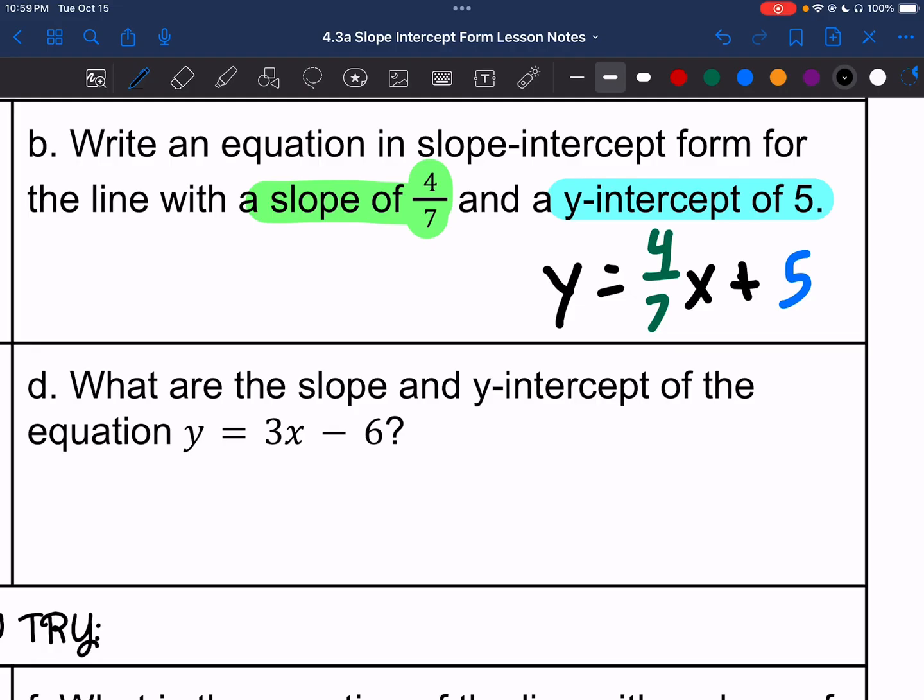I would prefer that you leave these as your fractions when it comes to your slope, because that is an advantage of slope-intercept form. It helps us graph, and the fractions make things easier to graph with.